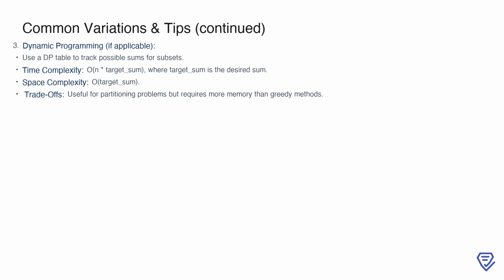By using a DP table to track possible sums for subsets, you can solve partitioning problems efficiently. The time complexity of this method is O(n * target_sum), where target_sum represents the desired sum you're trying to achieve. While dynamic programming is powerful, it comes with higher space requirements, typically O(target_sum). This trade-off makes it less memory efficient than the greedy approach but invaluable for problems that require more precise control over subset sums. Understanding these advanced techniques gives you a broader toolkit for tackling similar challenges in the future.